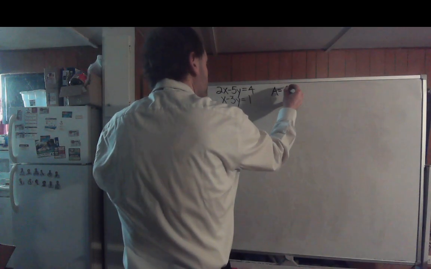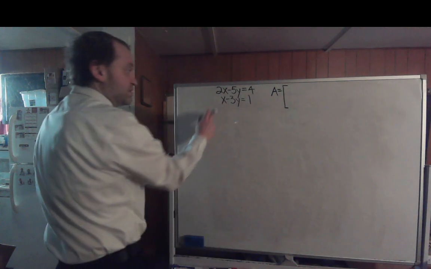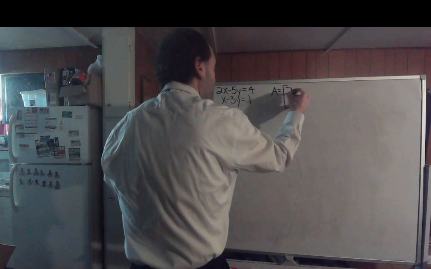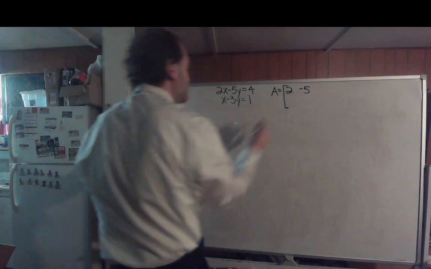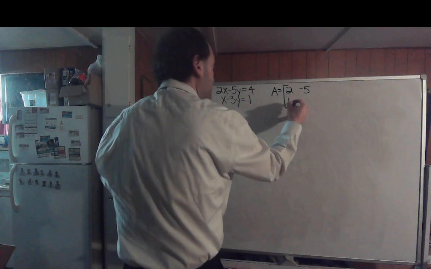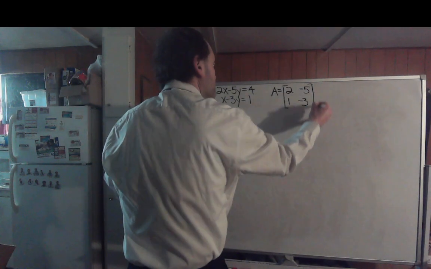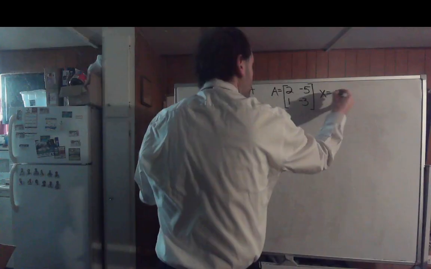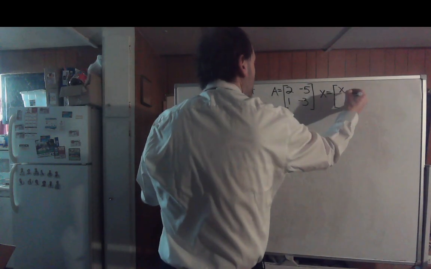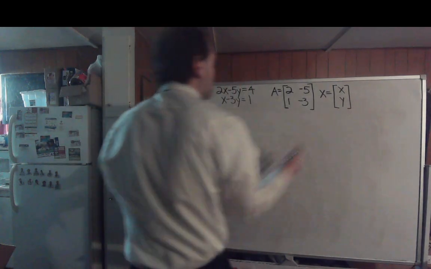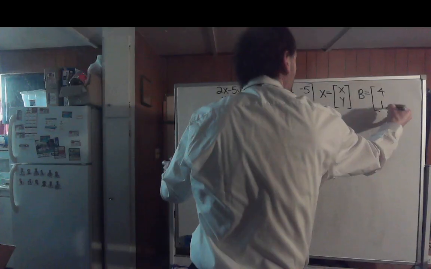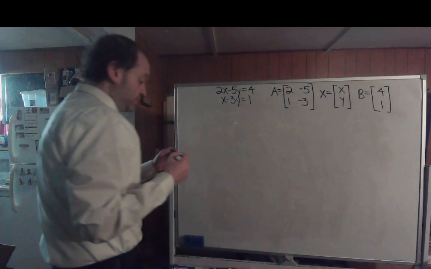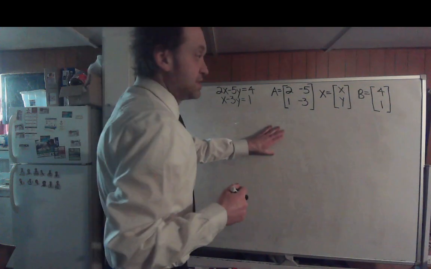So A is just a 2 by 2 matrix with all the coefficients of x and y. So you'll have in the first row that 2 and that negative 5. The second row you'll have the 1 and negative 3. So there's your matrix A. Your matrix X is just simply a 2 by 1 matrix with variables x and y. Then your matrix B is everything to the right of the equal sign, another 2 by 1 matrix with entries 4 and 1. Alright, so there's your three matrices.